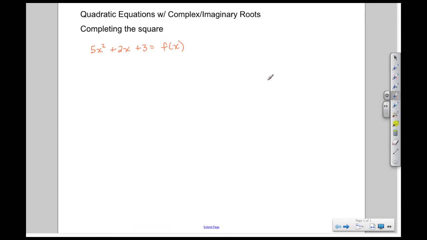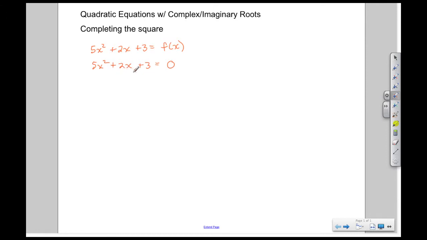In today's video, we're going to use completing the square to solve a quadratic equation that has complex or imaginary roots, and that just means that it has a real number part and an imaginary number part for it to be complex or imaginary. All right, let's begin with a rewrite where we have 5x squared plus 2x plus 3 is equal to 0.